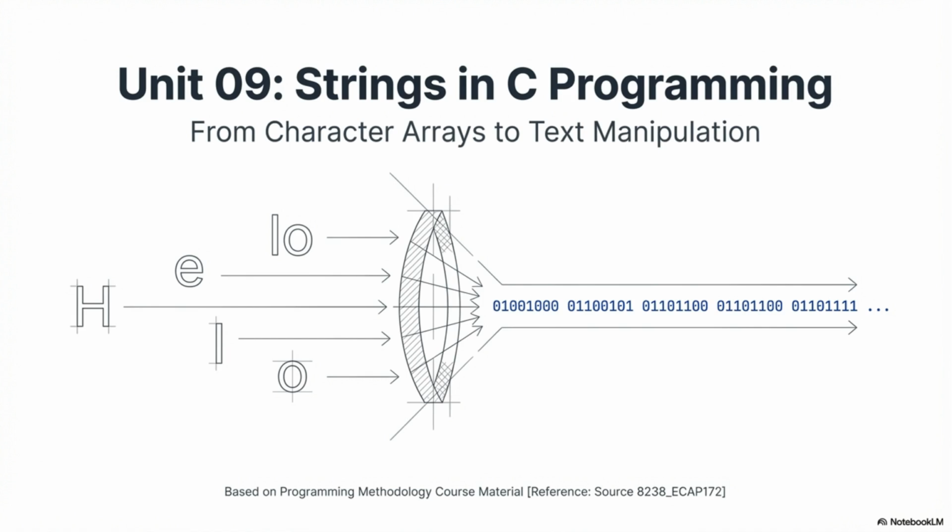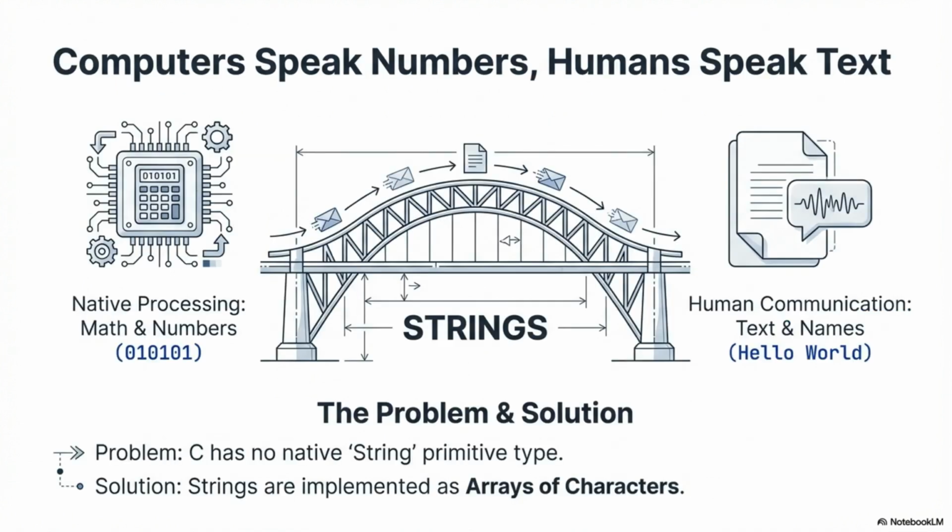Welcome to Unit 9, where we will explore strings in C programming, moving from character arrays to text manipulation. Computers process numbers, but humans communicate with text. Since C has no native string primitive, strings are implemented as arrays of characters to bridge this gap.